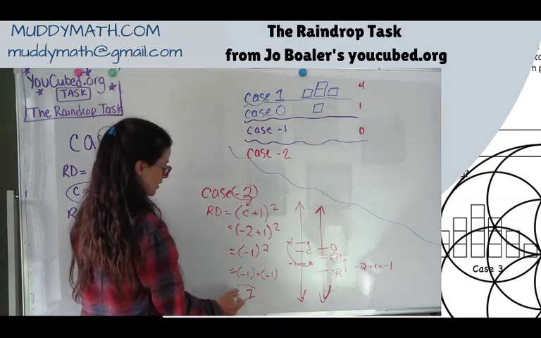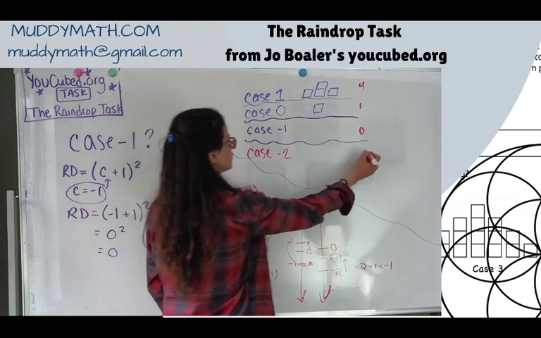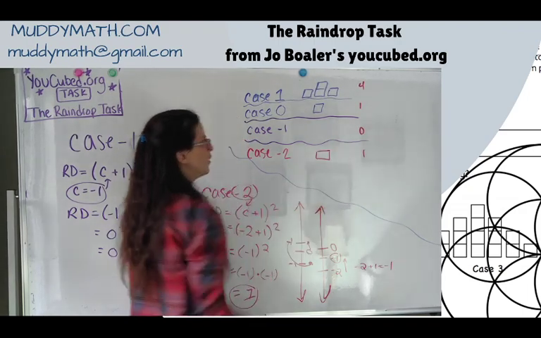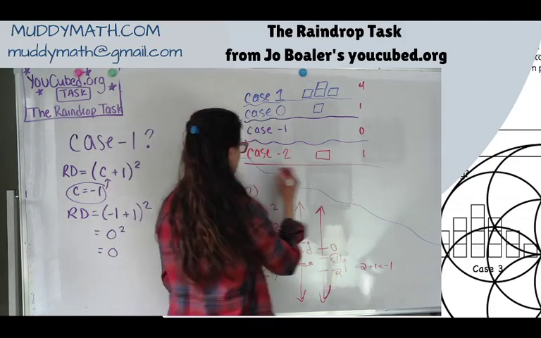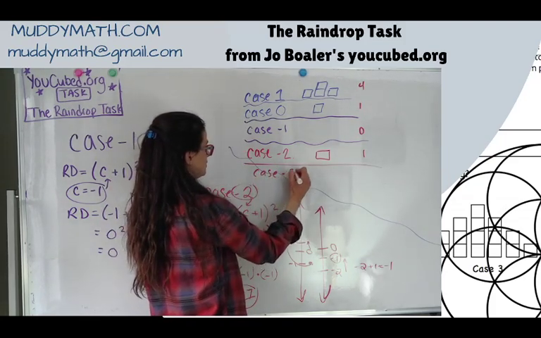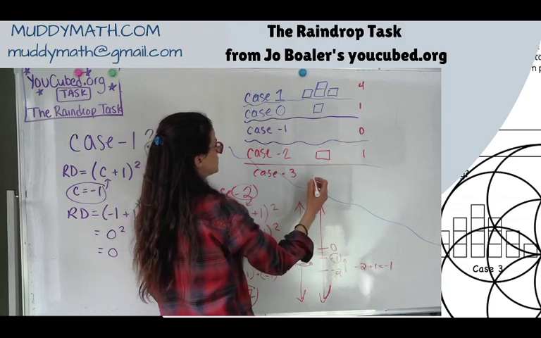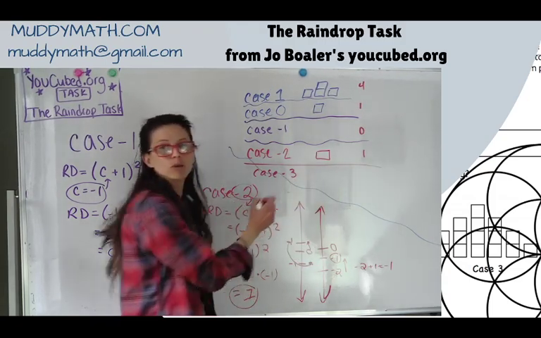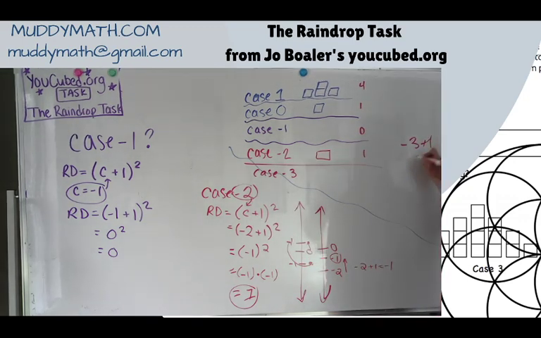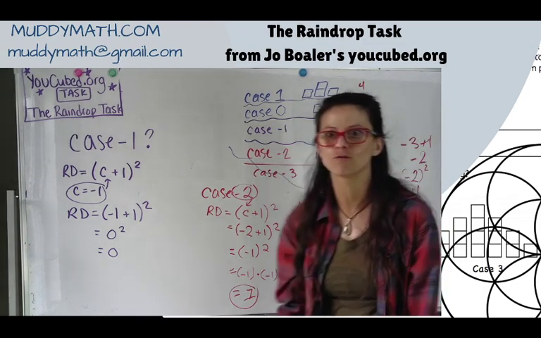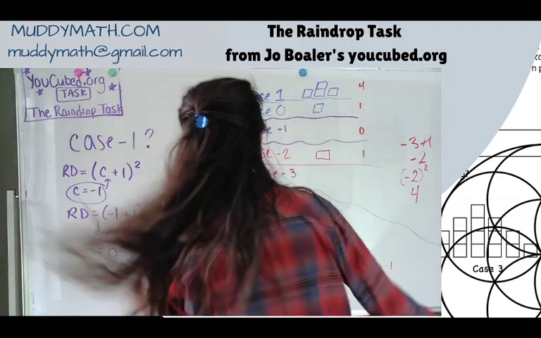Okay, so then we get 1. Case negative 2 has 1 square. Oh my gosh, we're bouncing back. Let me see. With case negative 3, would that go back to case 1? What's negative 3 plus 1? Negative 3 plus 1 is negative 2, 1 closer to 0. Negative 2 squared is 4. Negative 2 times negative 2 is 4. It's bouncing back. How cool.